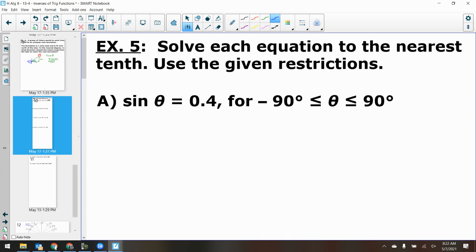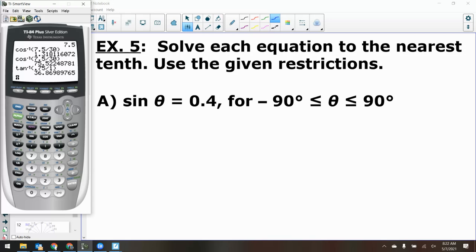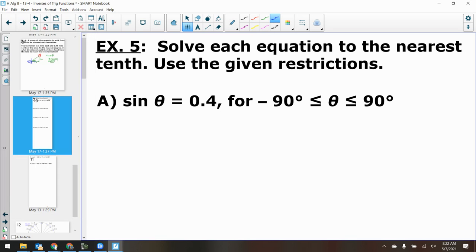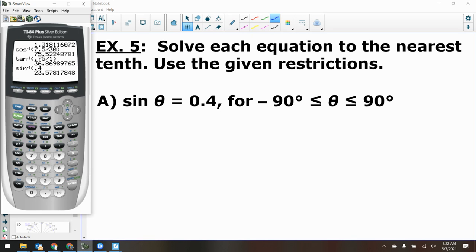Wow. Solve each equation to the nearest tenth using the given restriction. Now, I am changing up my restrictions to play around with it to see if you truly understand this stuff. So if I say sine theta is equal to 0.4, do you see 0.4 on my unit circle? No. So we have to use our calculator. To solve this, I would say theta is equal to inverse sine of 0.4, which is going to give me 23.6 degrees.